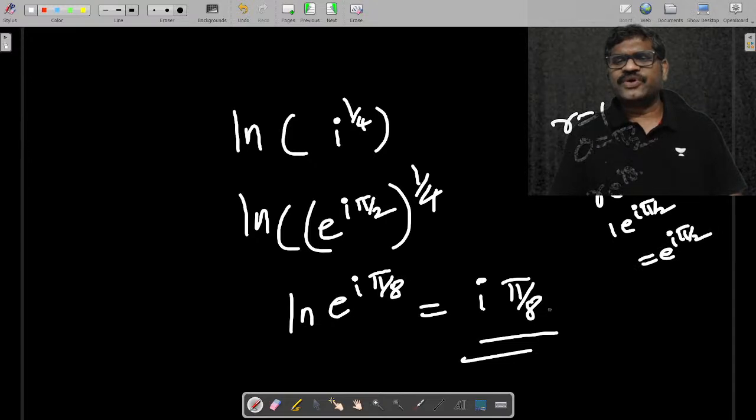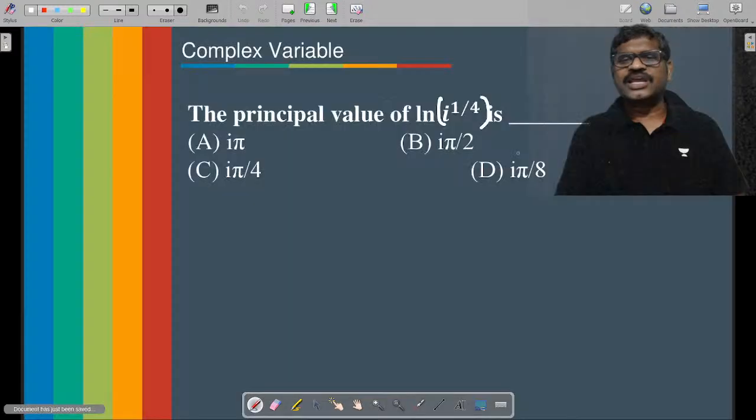Therefore, e power i pi by 2 is nothing but i power 1 by 4. So e power i pi by 2 whole power 1 by 4, that is i pi by 8. So the principal value is i pi by 8.